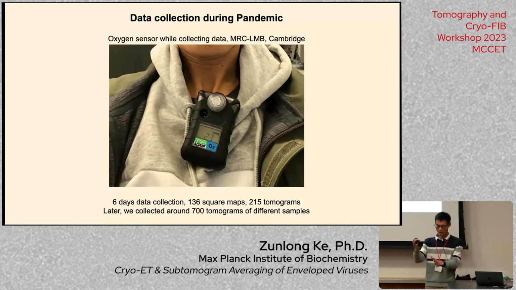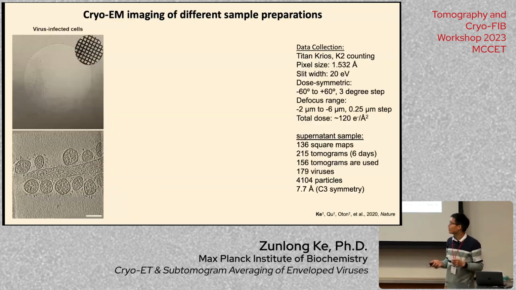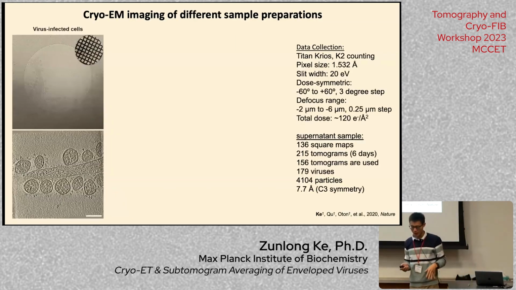The sample is from the virus supernatant, which I'll get to on the next slide. You have to find the virions by collecting 136 square maps, which is essentially the whole grid, and I only found 200-something tomograms.